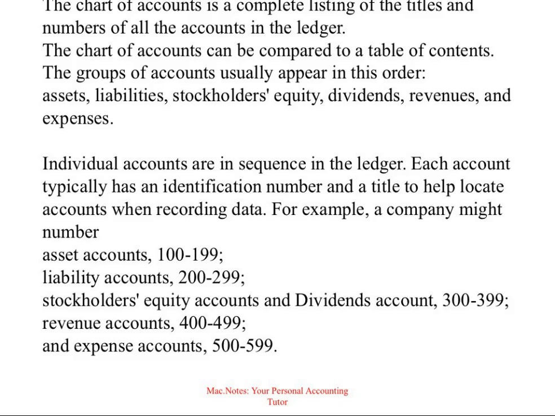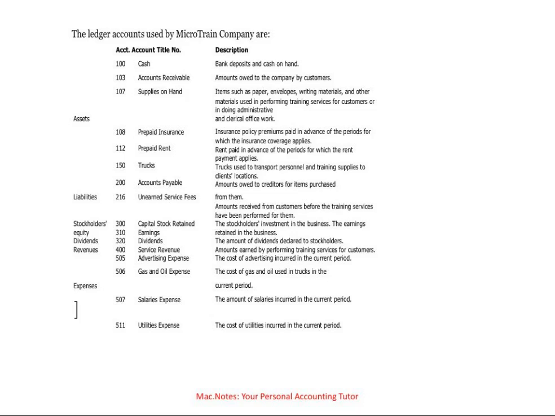Now, every company has what's called a chart of accounts, which is a complete listing of all the titles and the numbers of those accounts in the ledger. It's like a table of contents. And they're usually in a particular order: assets, liabilities, shareholders' equity, dividends, revenue, and expenses. And they are given numbers that range. The asset account numbers range from 100 to 199, liabilities 200 to 299, and so on. So every business has a different set of accounts, account numbers, but generally they follow the same pattern.